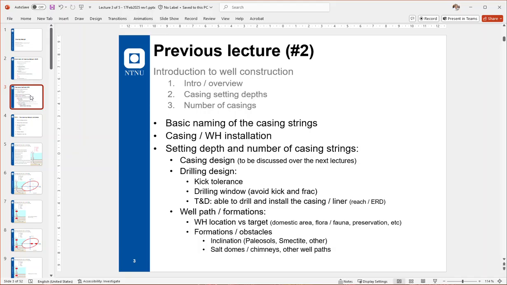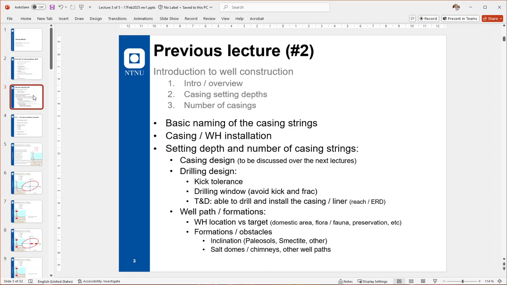I put the reach or ERD, extended reach development, as a keyword there, and I presume that you guys have discussed and acquired this information in previous courses. Otherwise, just drop me an email and I can point you in the direction of more information regarding this and how it will influence your setting depth and the number of casings for a well.